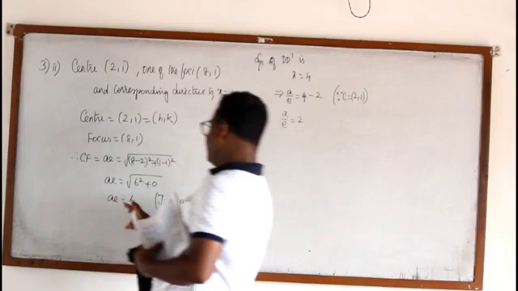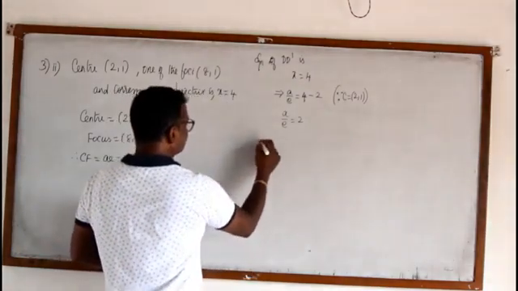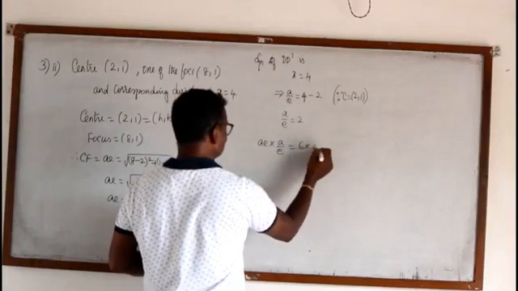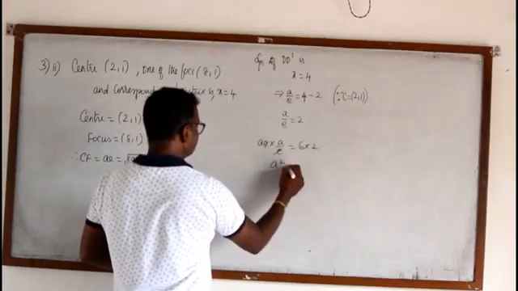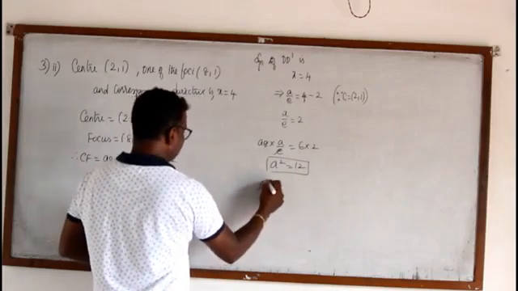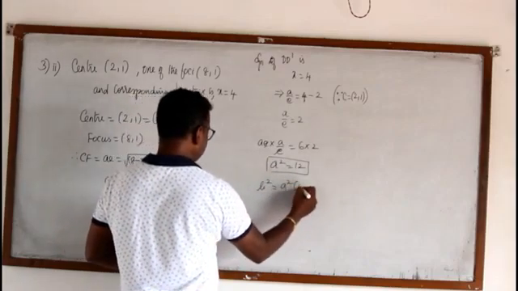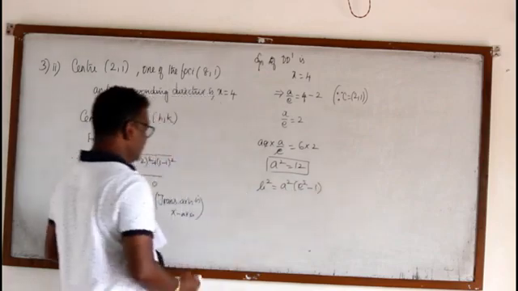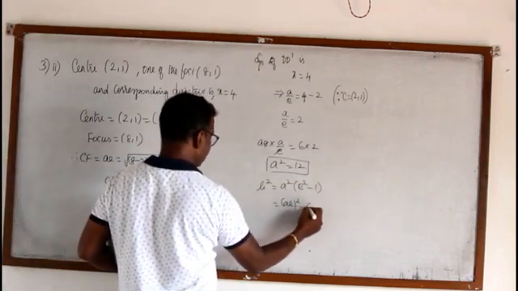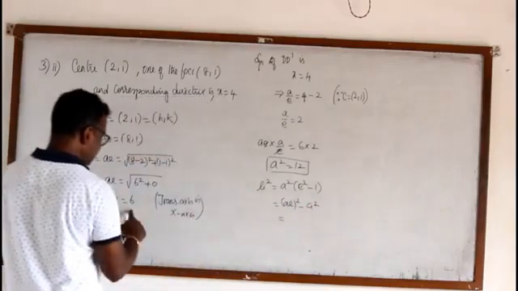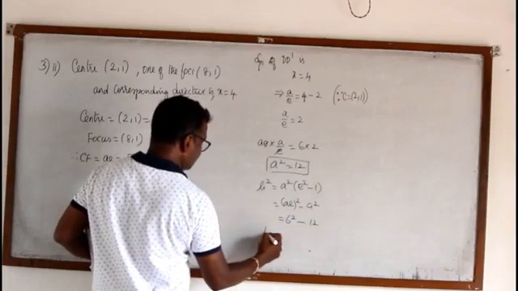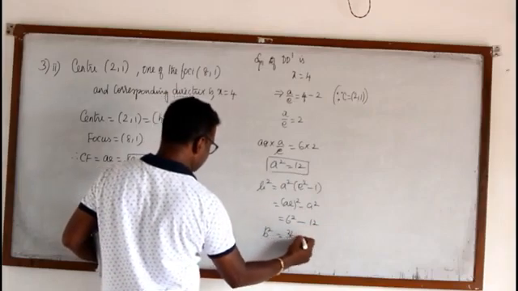Now we have ae and a by e. So ae into a by e is 6 into 2. e cancels. a square equals 12. Now we shall find b square. b square is a square into e square minus 1. We have ae, so we shall write ae the whole square minus a square. ae is 6, so 6 square minus a square, which is 12. So b square is 36 minus 12.